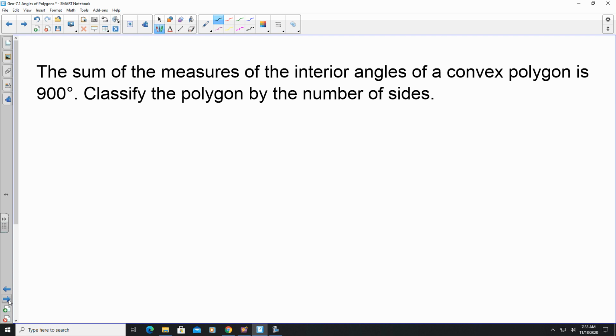Here, they give us the sum of all the angles, which is 900 degrees. What they want us to do is classify the polygon by the number of sides. So we have to figure that out. We don't know the number of sides, so we don't know what n is. We're going to use the formula n minus 2 times 180, and it's going to be equal to the sum, which is 900.